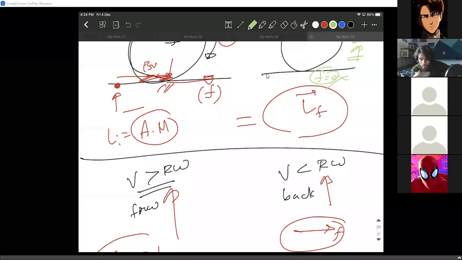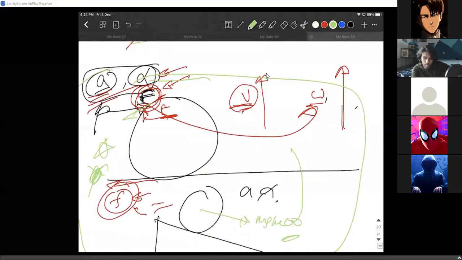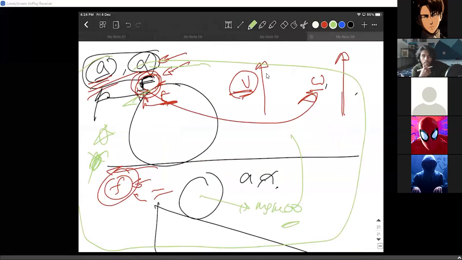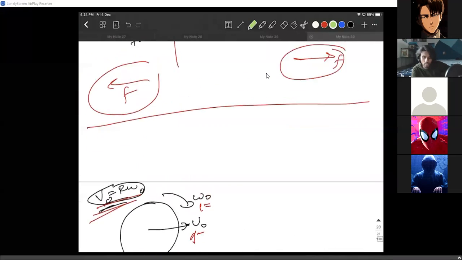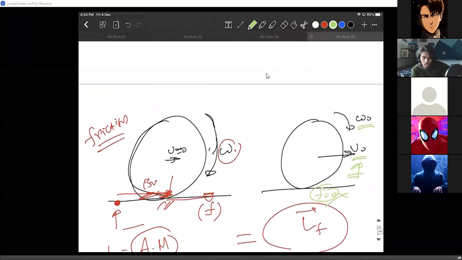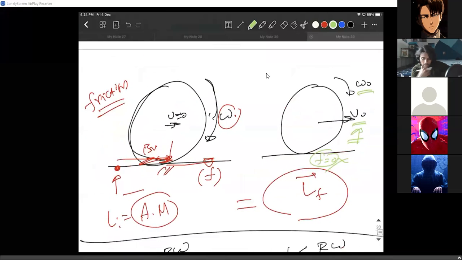Sir, can you slide the image down? Sorry, sir, I meant up. This or more? A bit. Yes, stop. Yeah, here only, sir.